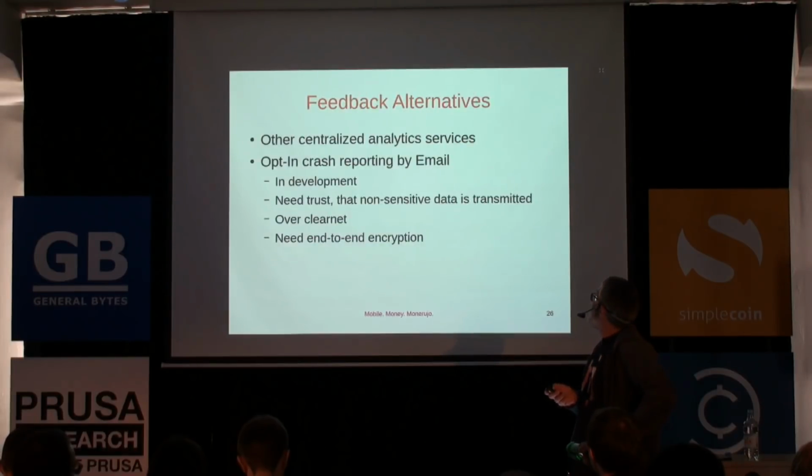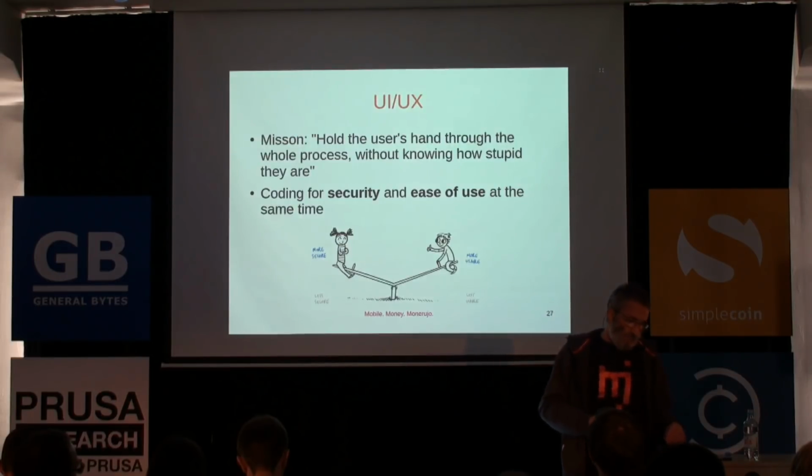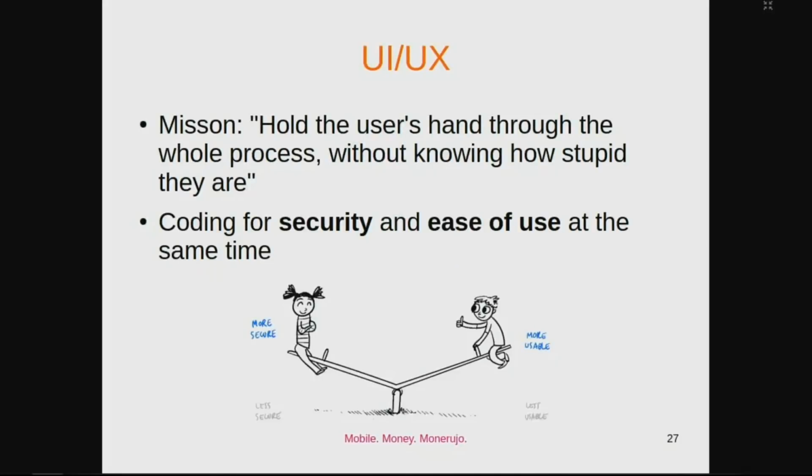All right, never mind. So the UI UX, which is the basic topic of this. We also have a mission there, which is to hold the user's hand through the whole process without knowing how stupid they are. It's not that the user is stupid. They're by definition not stupid because they're using Monero. So we're just trying to find the right level. We want to code for security and ease of use at the same time, which is a bit of a physical problem, as you see on the diagram, but I think we're doing a pretty good job.